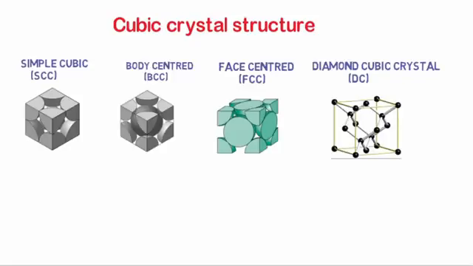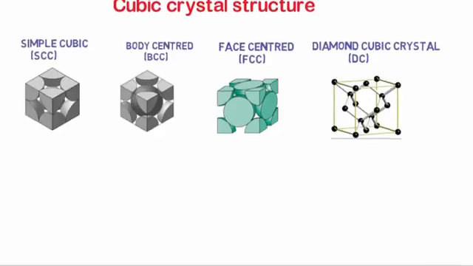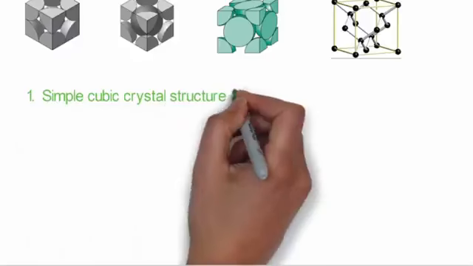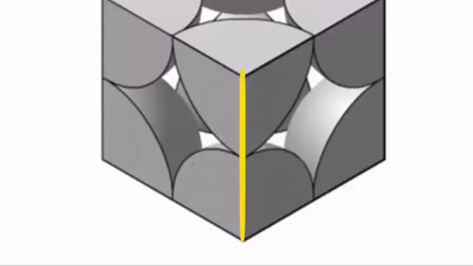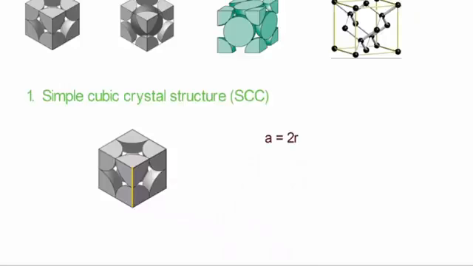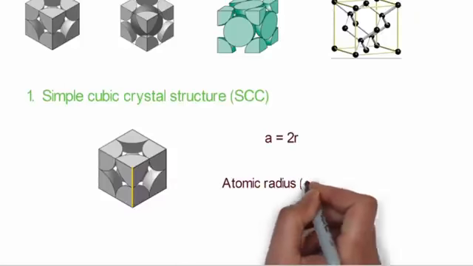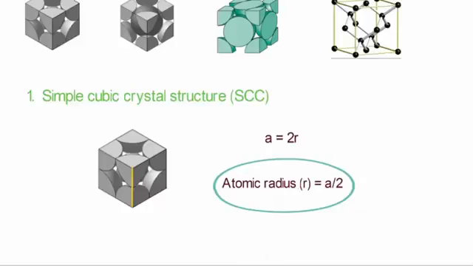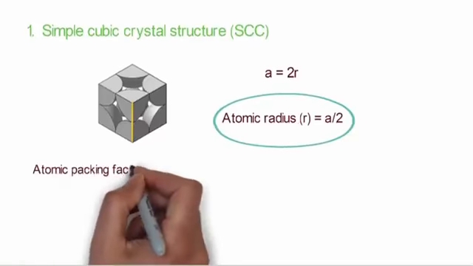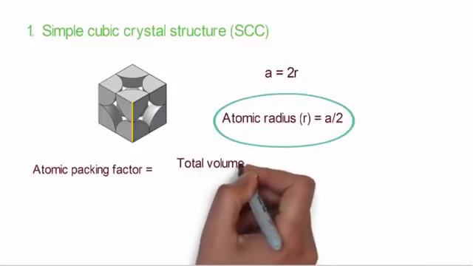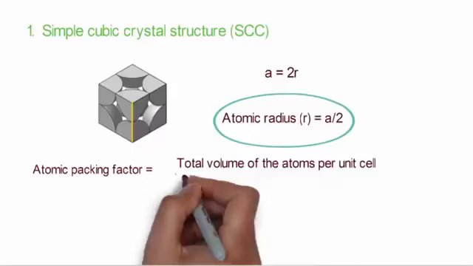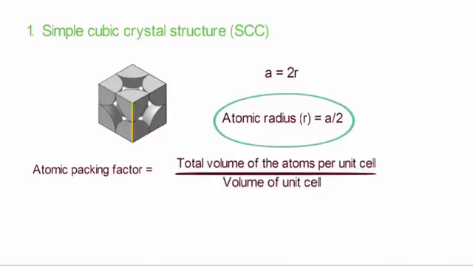Now let's study the atomic radii and packing efficiency of the crystal structures one by one. Let's start with simple cubic. In this crystal structure, we can easily deduce that the edge length of the crystal is 2 times the radius of the atoms. So A equals 2R and atomic radius R equals A by 2. Now atomic packing factor or packing efficiency is defined as the total volume occupied by the atoms in a unit cell divided by the volume of the unit cell.